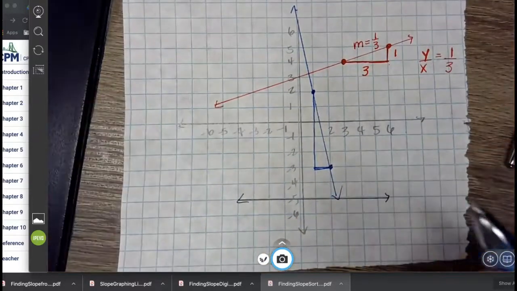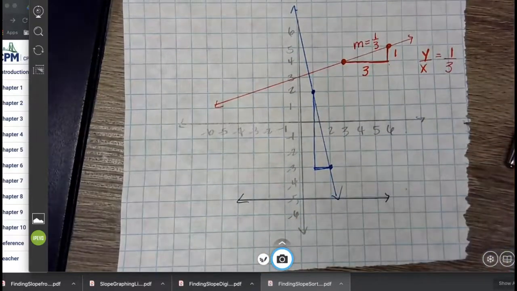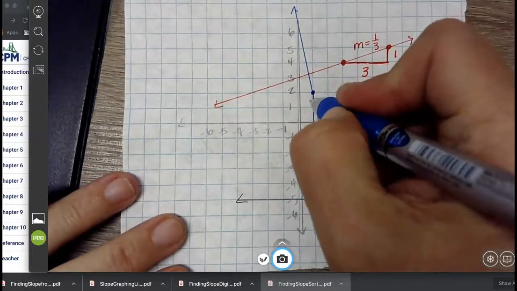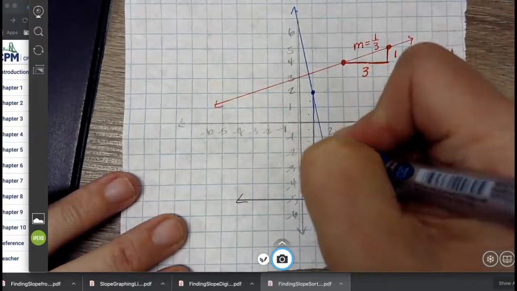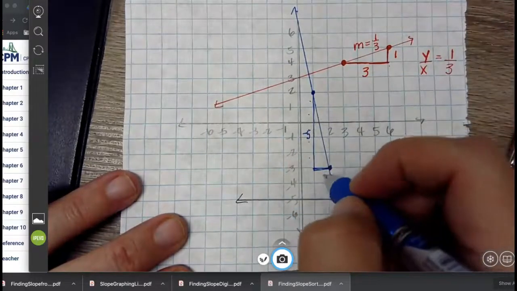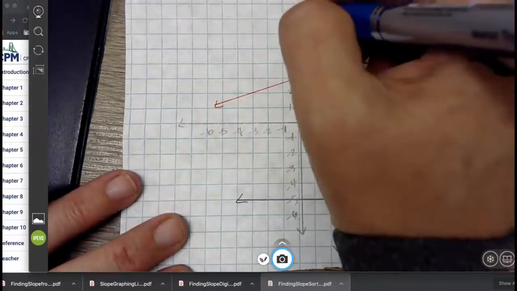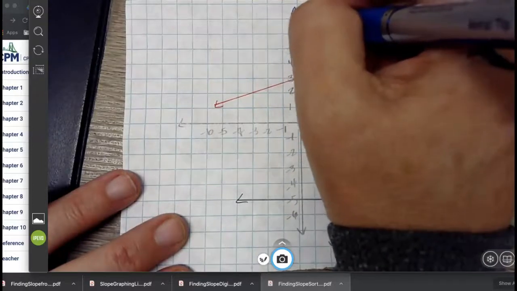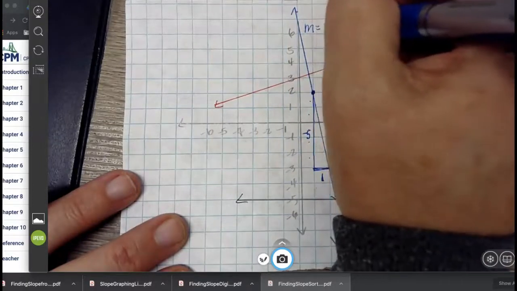I'm going to think about how this line is moving. Well, we know it's going down. From this point, we went down 1, 2, 3, 4, 5, a negative 5 units. And over here we have 1. So we would say the slope for this line is negative 5 over 1, or just negative 5.